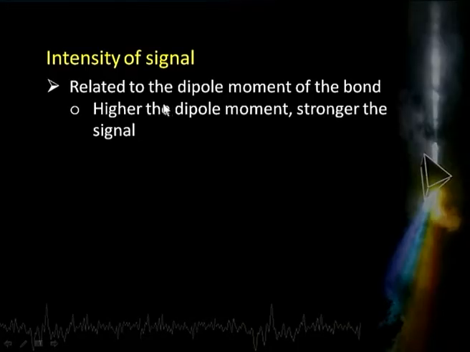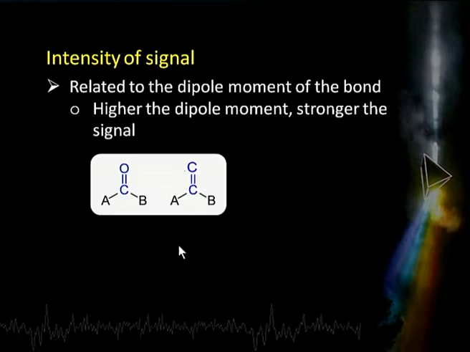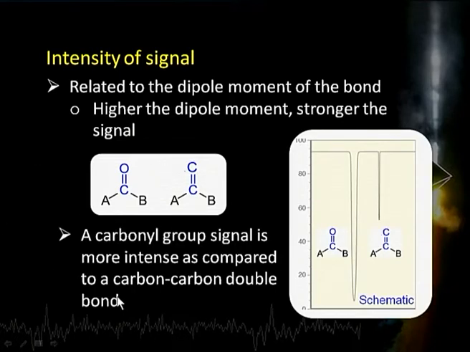The first characteristic is intensity of signal. Intensity of signal is related to the dipole moment of the bond. Here I am taking two things: one is a carbonyl compound, one is an alkene kind of molecule. It has a C=C bond here, and this is a C=O bond. This bond is more polar as compared to a C=C bond, so this bond has a high dipole moment. When it vibrates, it gives a very intense change in the dipole moment, so this will give an intense signal. So a carbonyl signal is more intense as compared to a carbon-carbon double bond signal.